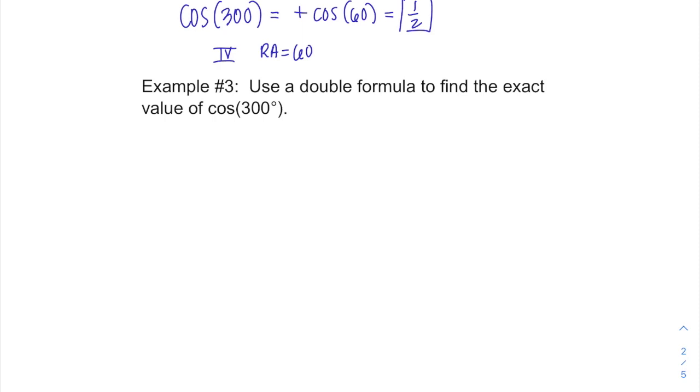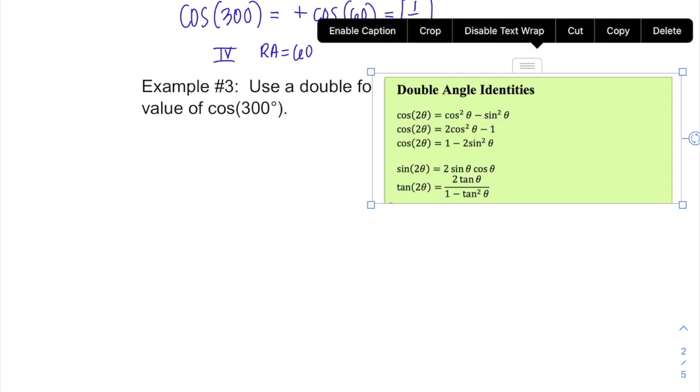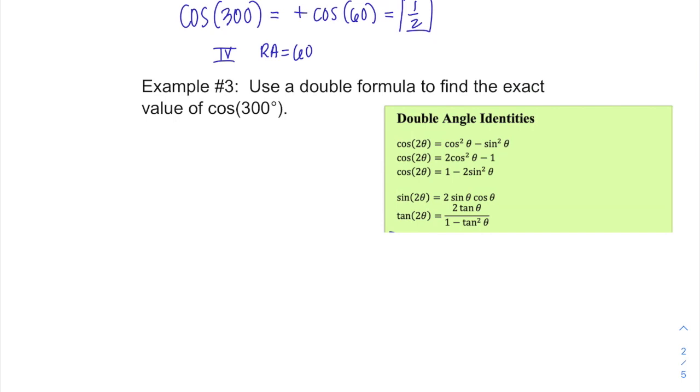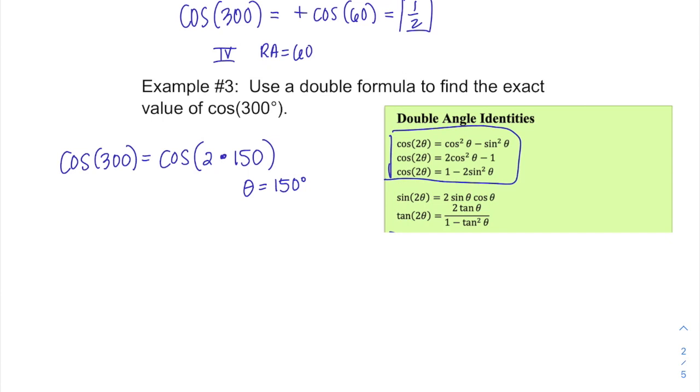But it says use a double formula. So here are my double formulas. And it's cosine. So can I rewrite this? I want to take cosine 300 and rewrite it as cosine 2 times 150. So in my formulas, theta is going to be 150. So now I'm going to use one of these formulas. It doesn't matter which of those formulas you use, they should all work. If you don't want to use both a sine and a cosine, then use one or the other. Maybe we'll do the bottom one.